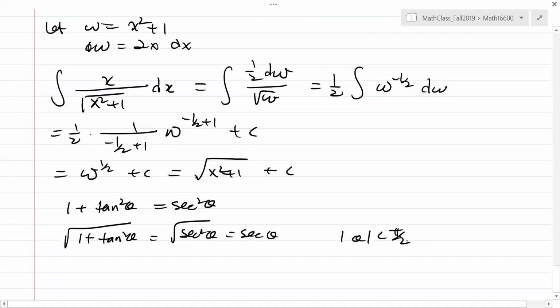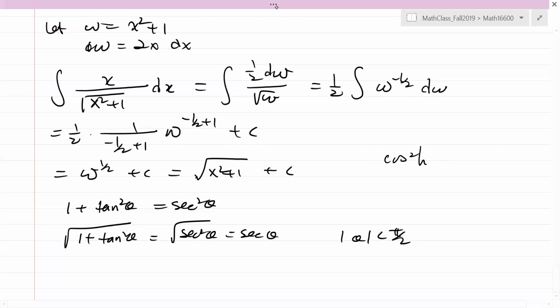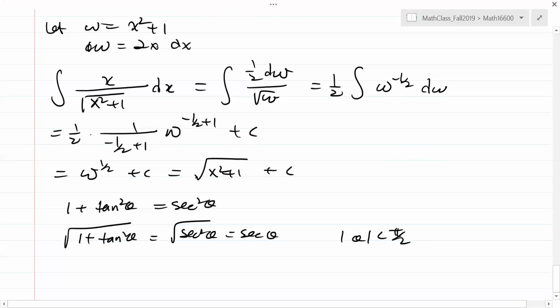We do have some other formulas you can use, like hyperbolic cosine square minus hyperbolic sine square equals 1. Maybe you can use that formula because 1 plus hyperbolic sine square theta is going to be hyperbolic cosine square theta. But you cannot use cosine square theta minus sine square theta equals 1.